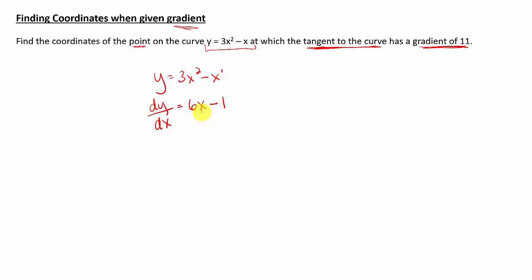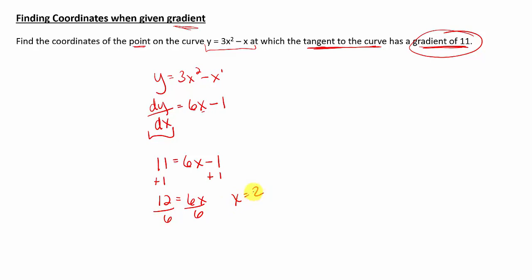Now, it didn't give me an x value to plug in like the last example. What it gave me was a gradient or a slope. And the only place that that can be plugged in is into dy dx, because dy dx represents slope. So I can plug 11 in here and set it equal to 6x minus 1. And then I can just solve for x. So if I add 1 to both sides, I get 6x equals 12. I divide by 6. I get x equals 2, and that's great. If it had asked me for the x value where this happened, or where the tangent had a gradient of 11, but it asked me for the coordinates. So I need to go find my y value that goes with that.